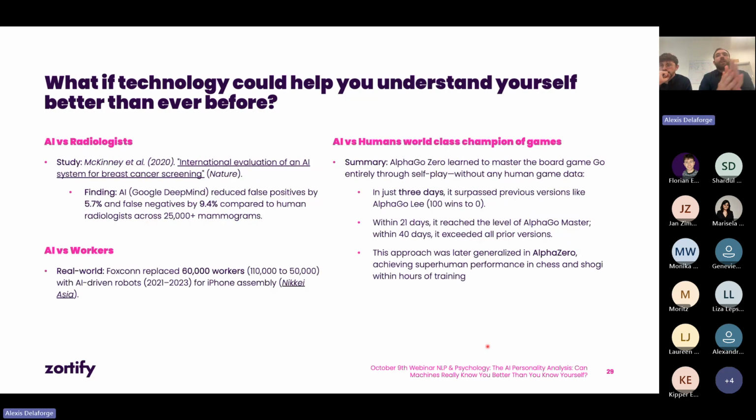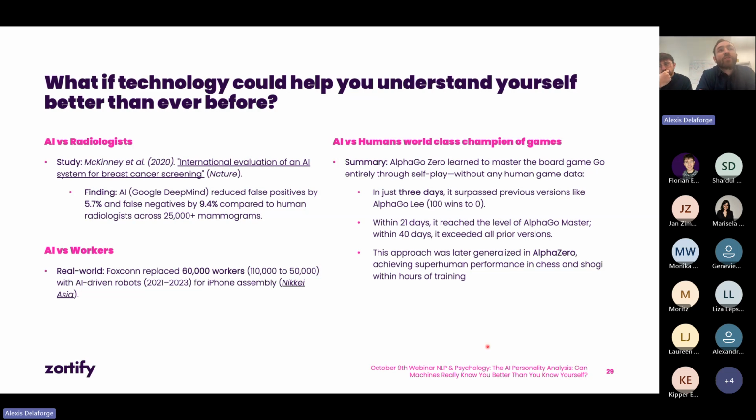Okay. Again, on the "better than ever before": AI has already surpassed humans in many, many domains. And it's also the case for personality analysis, and we will only get better. But I want to give you some examples in which AI has already surpassed humans.